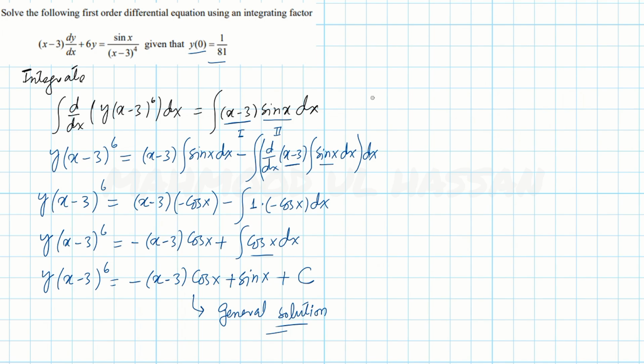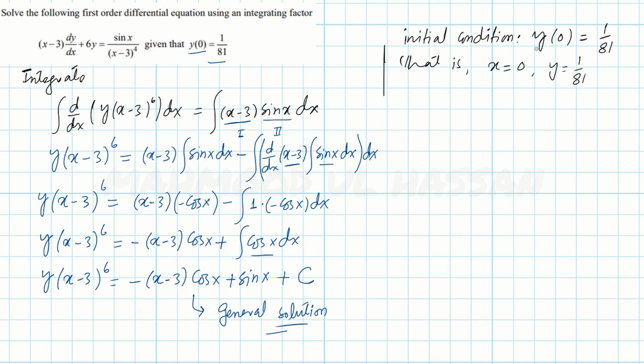So what do we have to do next? The initial condition is y of 0 equals 1 divided by 81. It means x is 0 and y is 1 divided by 81. So you have to put this in the general solution. Let me call this equation number 2. Put it in 2.